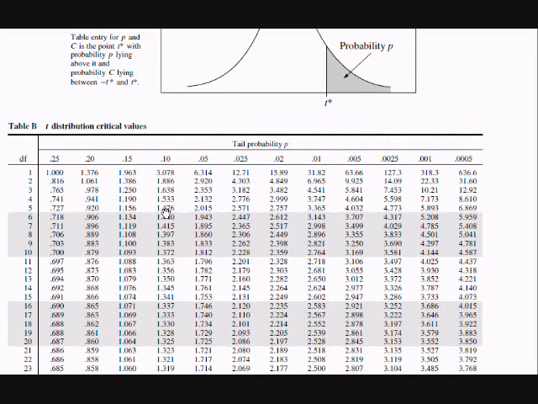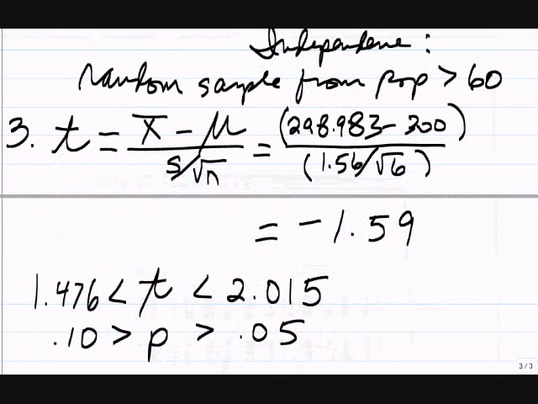Right here on the table. I'll show you how to get it on your calculator much easier. So there, I got the 1.476 from here where the little hand is. You can see that. And the 2.015 from right here, from the 5 degrees of freedom line. Like I say, this is the hard way of doing it, but this is a way of doing it.